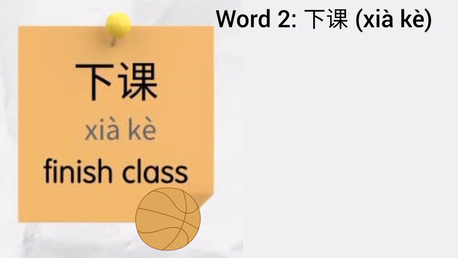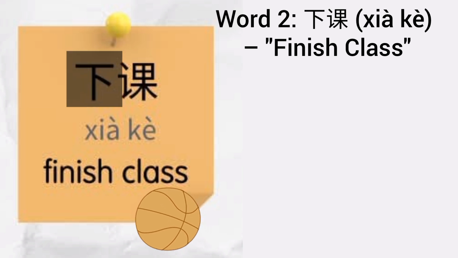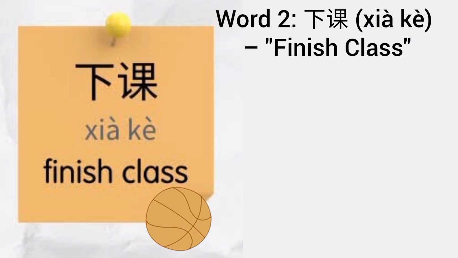Next vocabulary that we have is finish class, which in Chinese is pronounced 下课. Hope you find it easy and learn it soon. Let's explain it in detail. It has two characters, having different meaning, which are interesting and learnable.